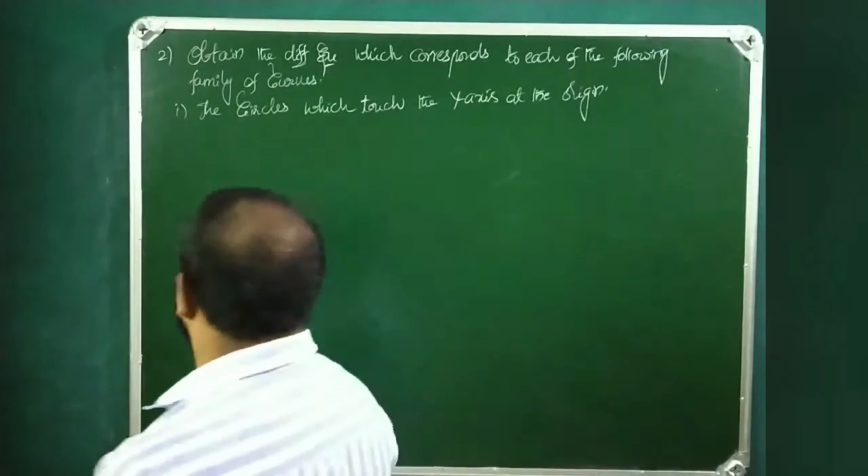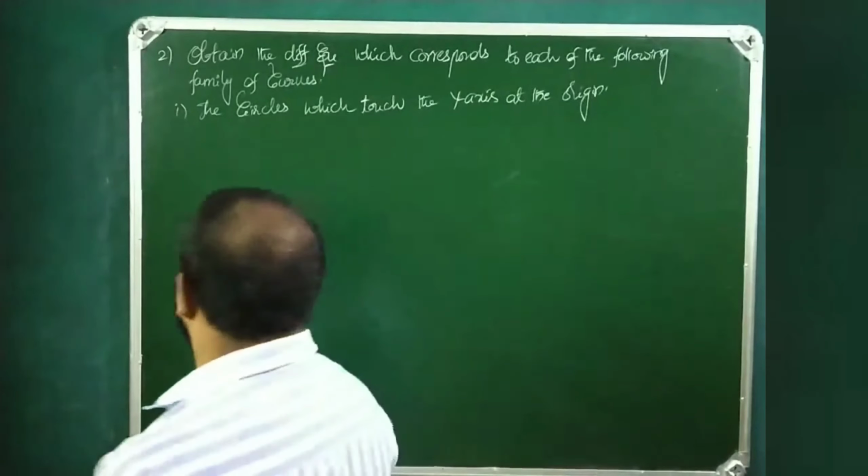Now this is the vertex, so this is (0, 0). The vertex is (-a, 0) because it is located on the left-hand side, on the negative x-axis. Therefore, this is (-a, 0), which is (h, k), the vertex. It will be y minus 0 whole square equals 4a into x minus of minus a, that is x plus a.